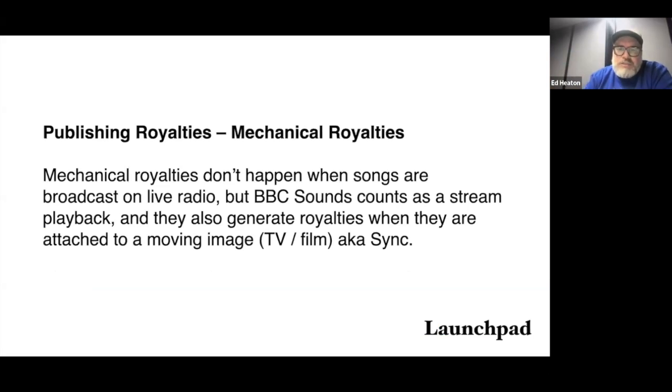So mechanical royalties don't happen when a song is broadcast on live TV or live radio, but BBC Sounds counts as a stream and playback. I've mentioned this. They also generate when music is put to a moving image, what we call sync or synchronization. So if your music is used in a TV program, that generates an MCPS license. If it's put to film, any kind of sync, that would generate an MCPS license.